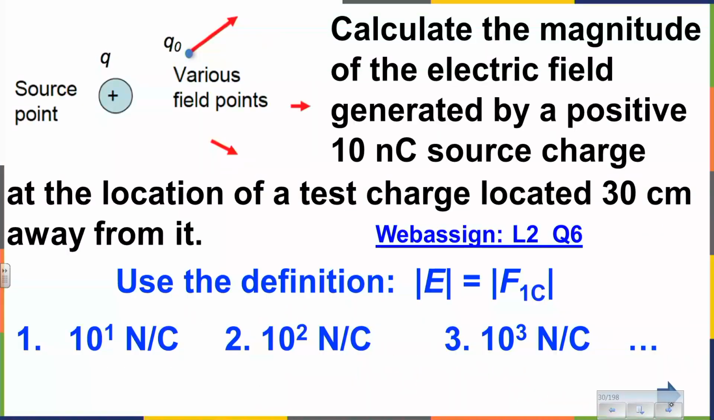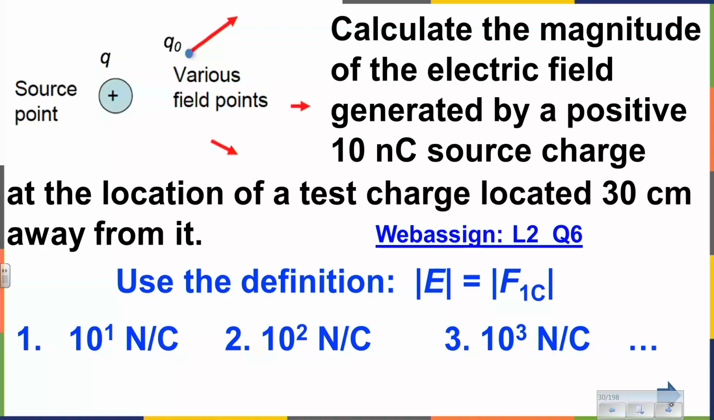So, calculate the magnitude of the electric field generated by a positive 10 nanocoulomb source charge at the location of a test charge located 30 centimeters away from the source charge. All right. Please calculate the magnitude of the electric field.